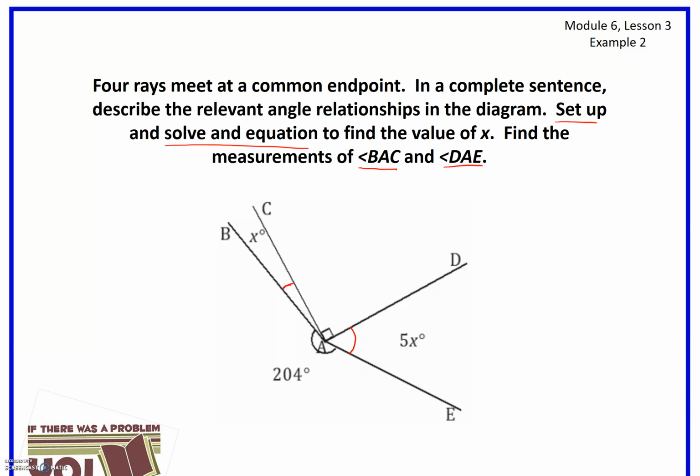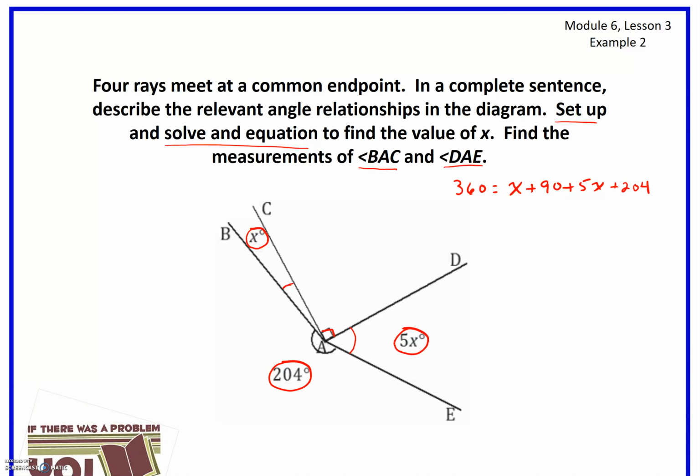Alright, so some relationships that we can notate, I believe again, is going to be 360 degrees, because all of them add up to a total of 360 degrees. So let's put a sum, 360 equals, and we'll list all of our angles. We've got x, we've got 90 degrees, we've got 5x, and then we have 204.